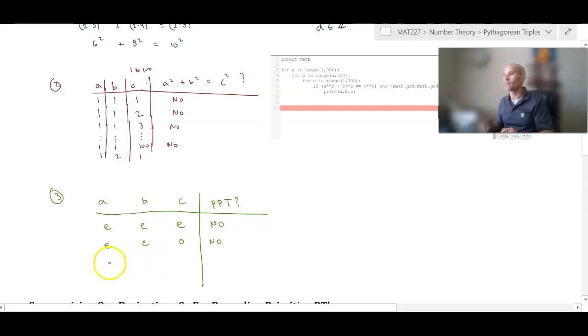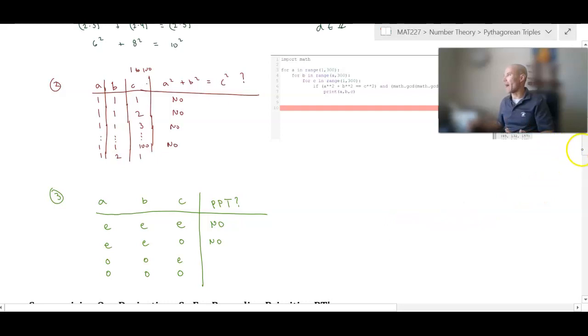So the other possibility is, okay, A and B cannot both be even. Can they both be odd? Well, there's the possibility that they're both odd and C is even, and there's the possibility that they're both odd and C is odd.